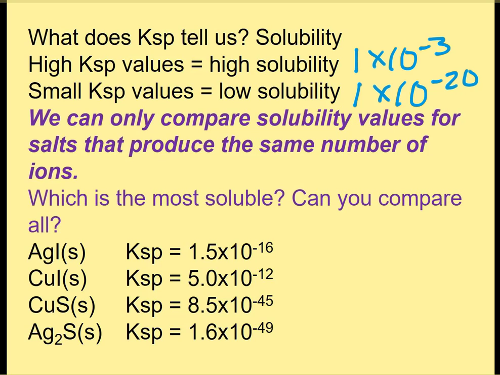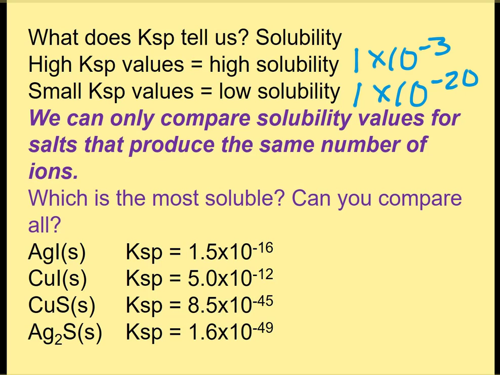But remember, when you're doing these solubility product constants, you just assume that at least one of the ions will split apart. So you can write that solubility constant expression. If you're ever asked to compare solubilities, you can only compare solubility values for salts that produce the same number of ions. So looking at this table here, can you figure out which is the most soluble? And can you compare all of them?